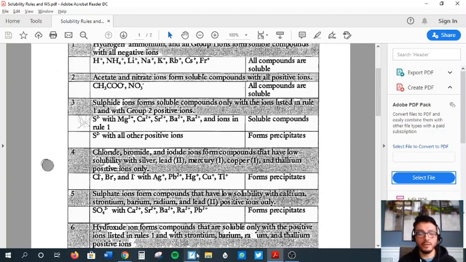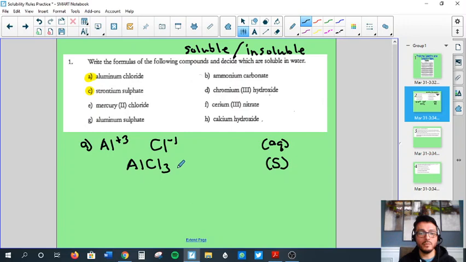So we can go back and we can write soluble is aq. That means it is soluble inside water. It's aqueous, right? In other words, soluble. So we write soluble. Okay, then C.